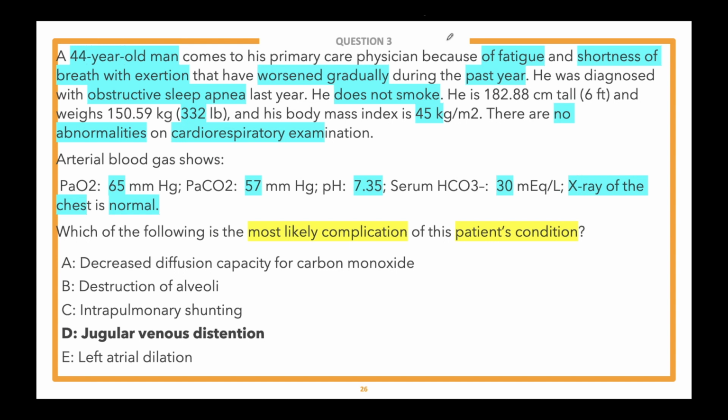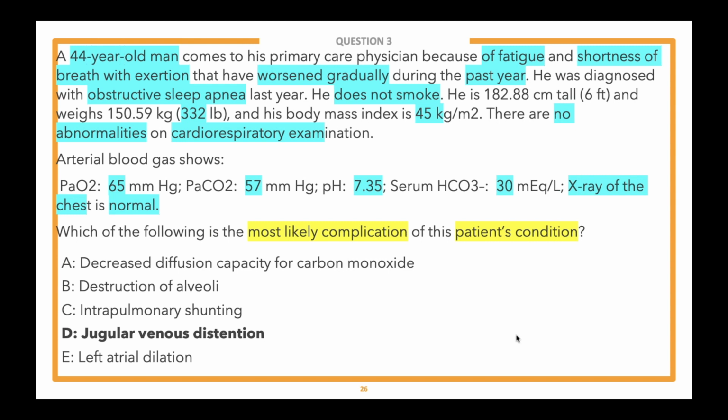So let's take a look at the other answer choices in case you had selected those, and maybe what would have better fit with them. Answer choice E would be more so mitral stenosis or left-sided heart failure. So a little bit outside of the pulmonary circulation.